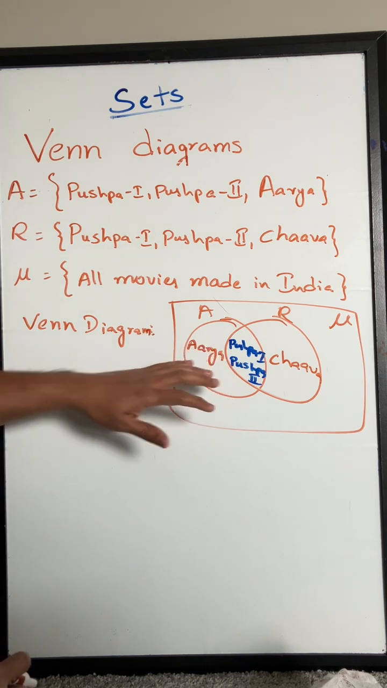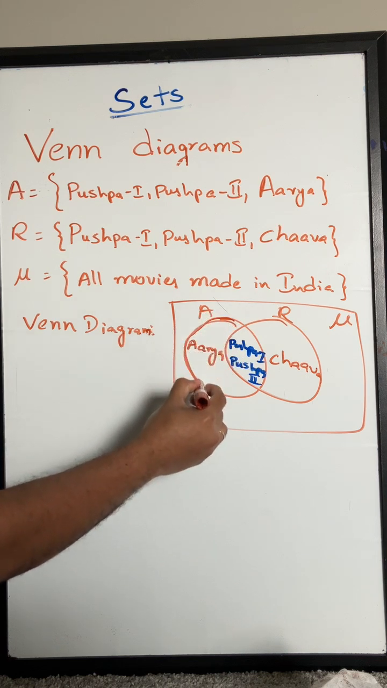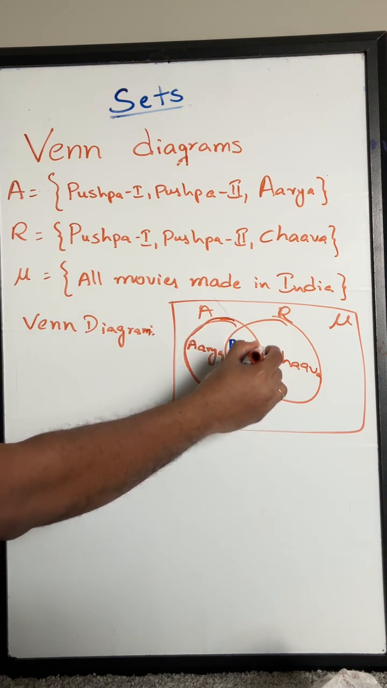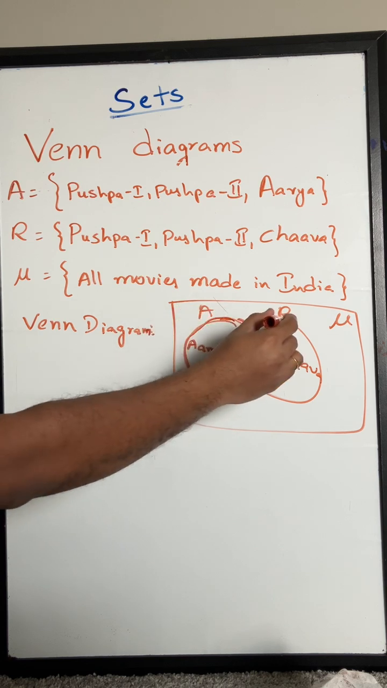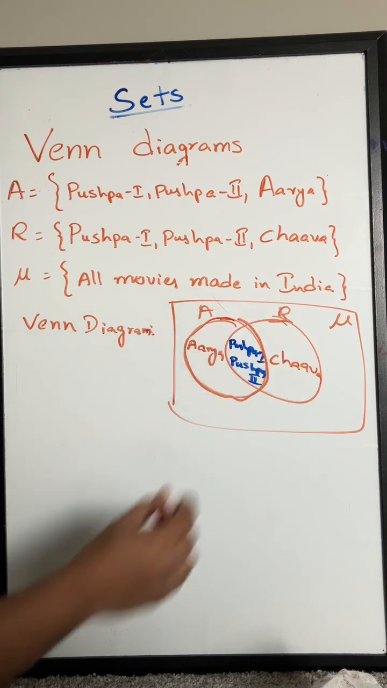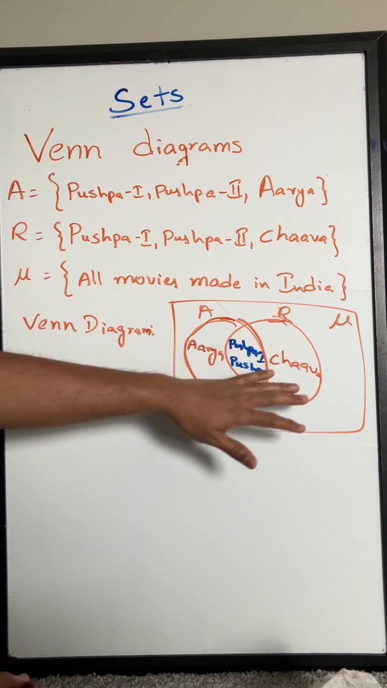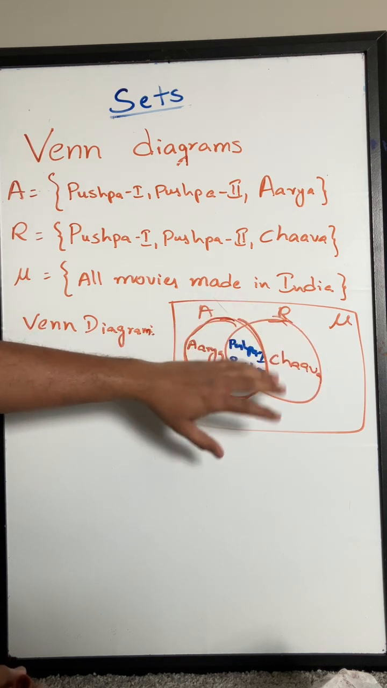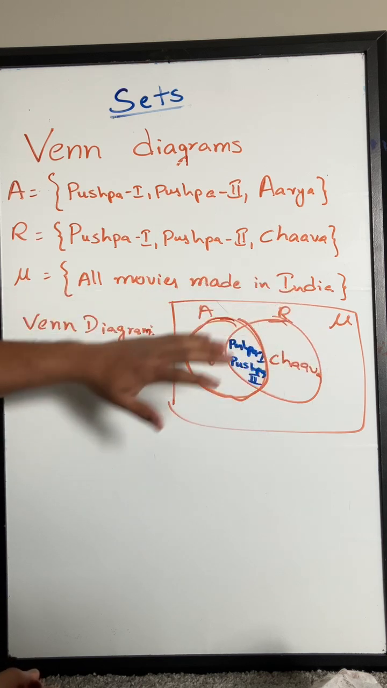So Allu Arjun movies are Arya. If this circle represents Allu Arjun movies, then Arya, Pushpa 1, Pushpa 2 are part of Allu Arjun movies, and this circle represents Rashmika movies. Then her movies are Pushpa 1, Pushpa 2 and Chava. So this is how we represent. All are present in the mu. Mu is like all movies made in India.